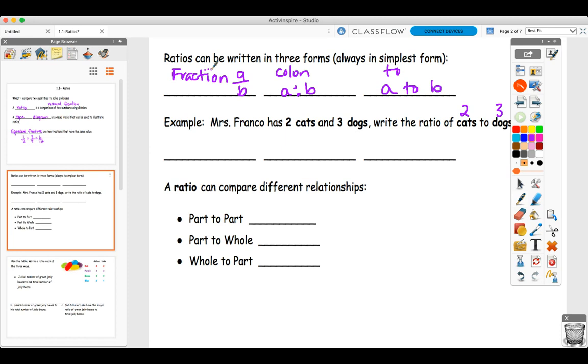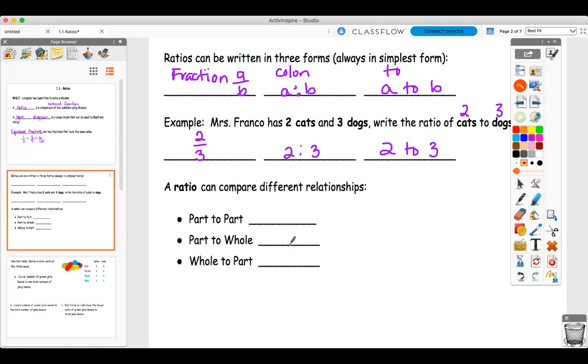So let's write it as a fraction first, okay? That would be 2 over 3. And this is not 3 over 2, because that would be dogs to cats, okay? It's only 2 over 3. And then as a colon, it would be 2:3. And with the word to, it is 2 to 3. Those are the three forms of writing ratios with this example.